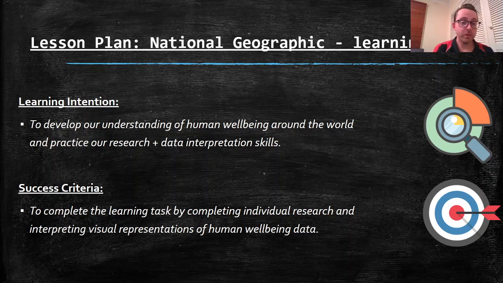Success criteria is to complete the learning task, the National Geographic Sem 2 learning task in Google Classroom, by completing some research and interpreting visual representations of human well-being data. Fancy way of saying, can you see this map? Can you see this graph? What does it mean? So it's not as complicated as it sounds, I promise.